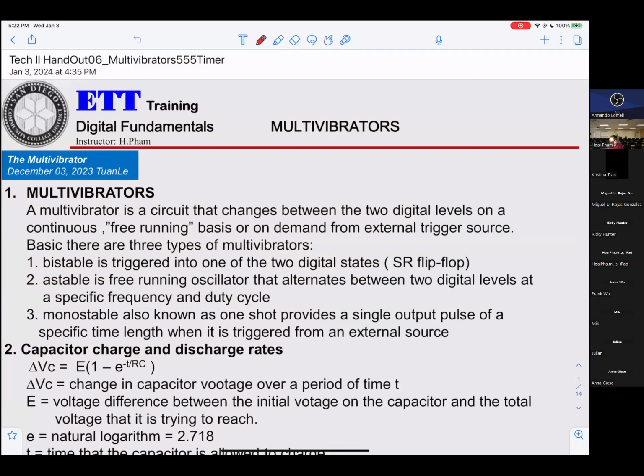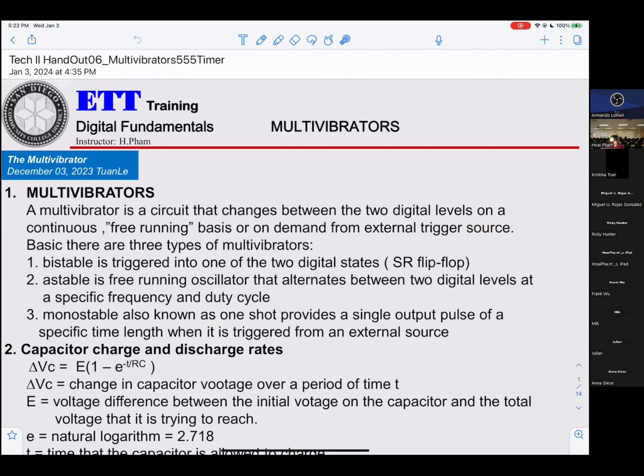Multivibrator. A multivibrator is a circuit that can switch between two digital levels, either continuously free running or on demand from an external trigger source.